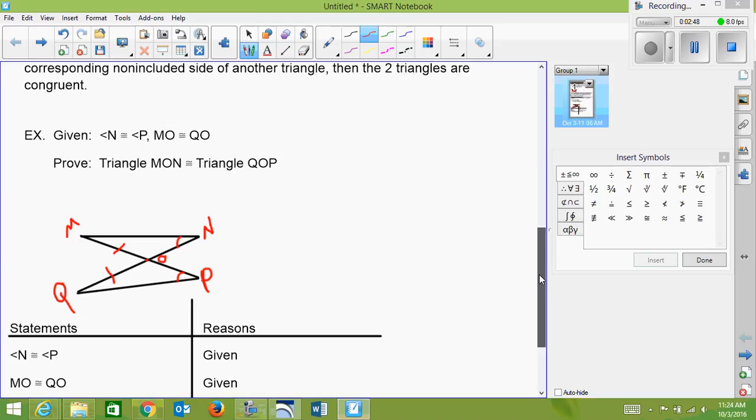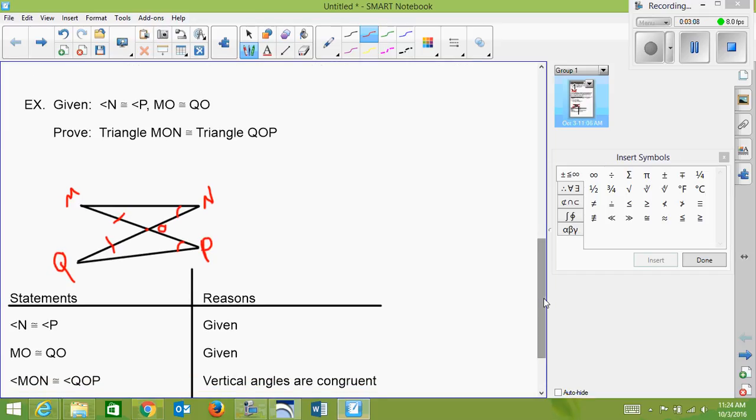And then the other information that I can figure out from this, and the O is right here. I didn't want to write it inside. The O is right here, the vertex where they meet. What can I also see by this drawing? I can see there's an X here. So I can tell that this angle and this angle are vertical. And so angle MON is congruent to QOP. How do I know? Because vertical angles are congruent.